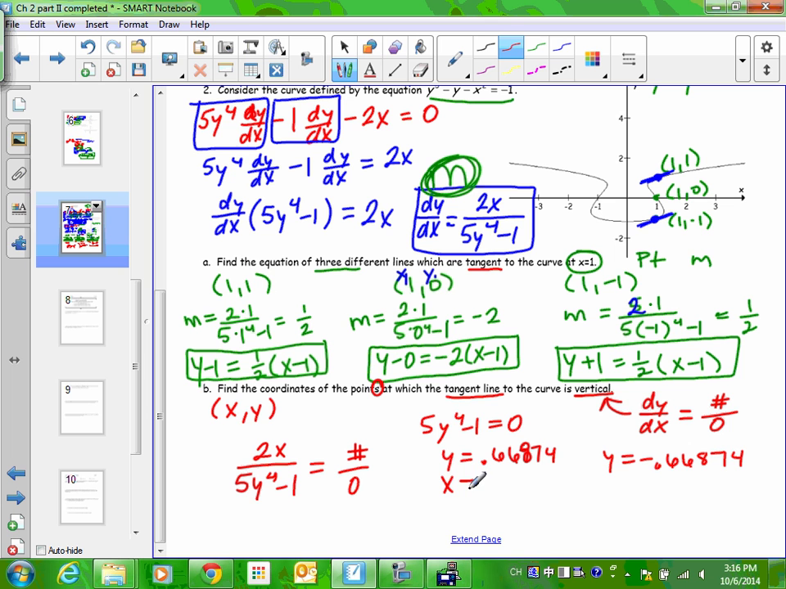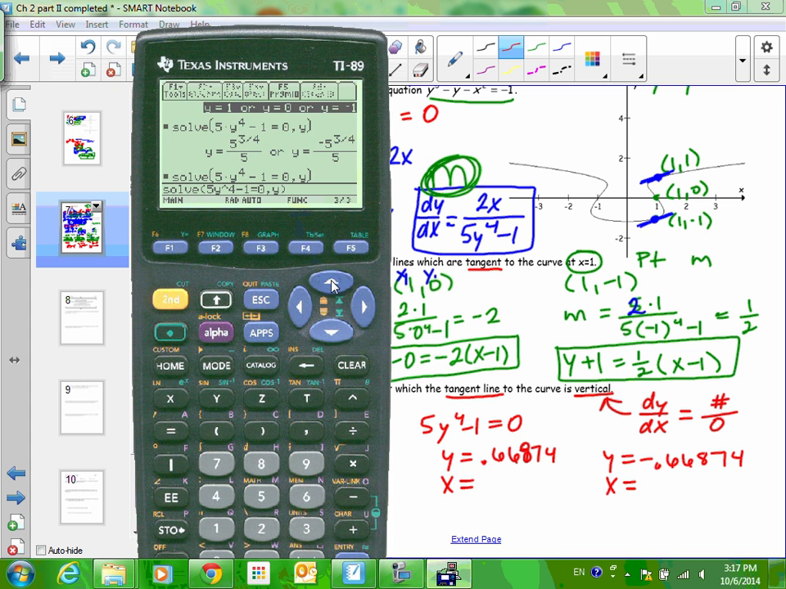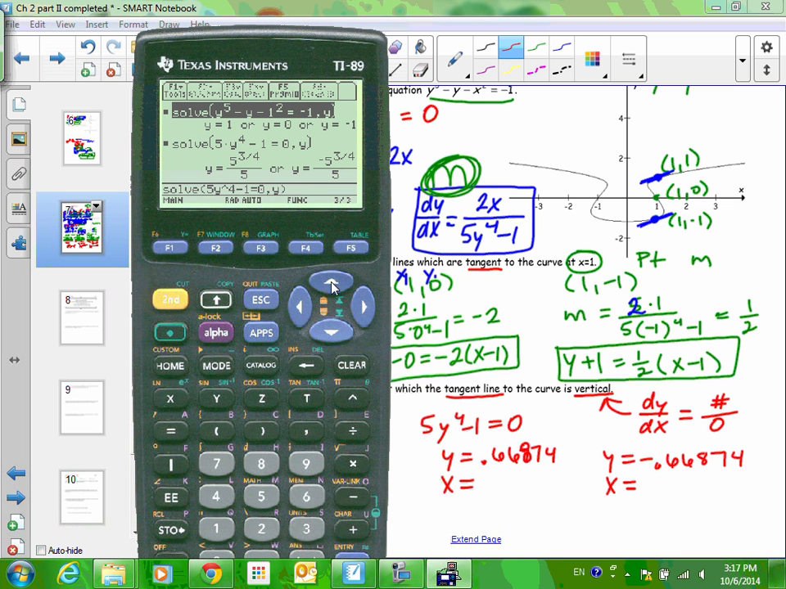Well, that's not the whole point. I need the x value. Some of you are really starting to hate me, but that's okay. All right, now here's the beauty of it. Remember up here how we solved for y? We can do the same thing with solving for x.